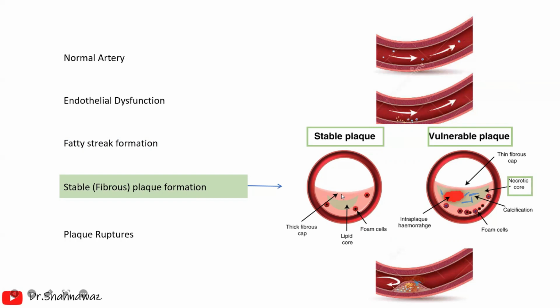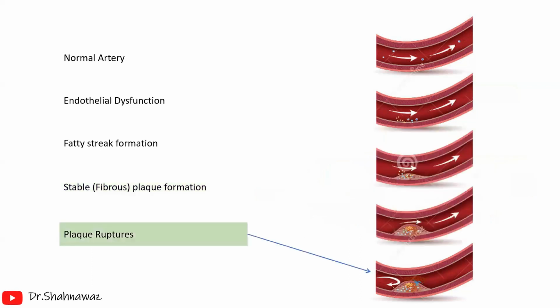Look at this. This is the thick fibrous cap in the stable plaque, but in the vulnerable plaque we see a thin fibrous cap and a larger necrotic core. This is more probable to rupture, due to which the stroke presentation is more rapid than with the stable plaque. After the plaque ruptures, we see the neurological symptoms in stroke patients. That whole process shows the mechanism of atherosclerosis.